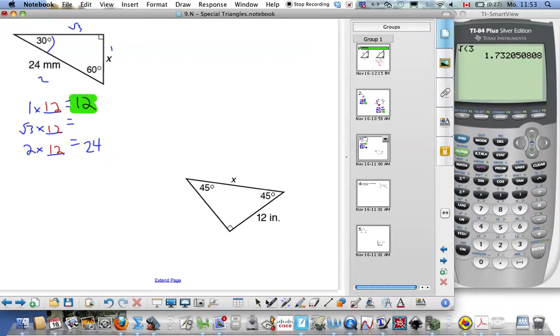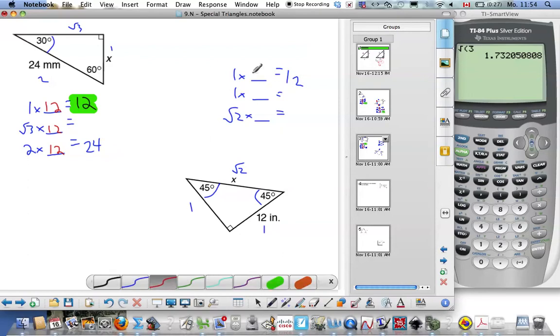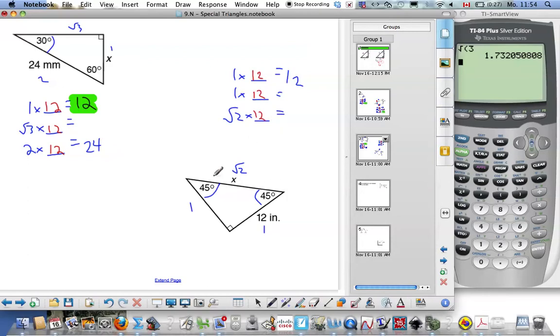Excellent. Good. Now, same thing with the 45, 45, 90 triangle. So we start with 1, 1, square root of 2. What do we know? We know the 1 side. Yeah, bad example, because that's easy now. 1 times what is 12? 12. So then the hypotenuse is going to be 12.